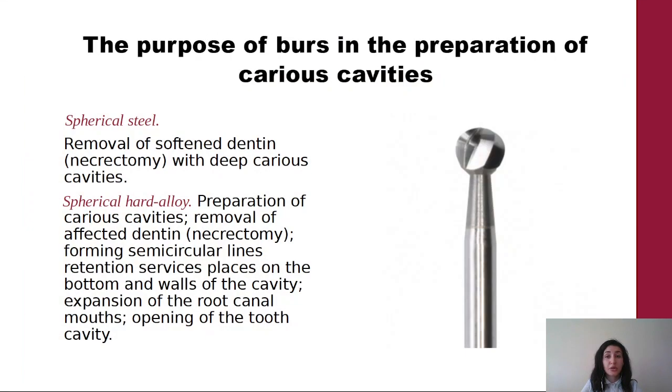The purpose of burrs in preparation of carious cavities. Spherical steel: removal of softened dentin, necrotomy with deep carious cavities. Spherical hard alloy: preparation of carious cavities, removal of affected dentin, forming semicircular lines, retention places on the bottom and walls of the cavity, expansion of the root canal mouth, opening the tooth cavity.